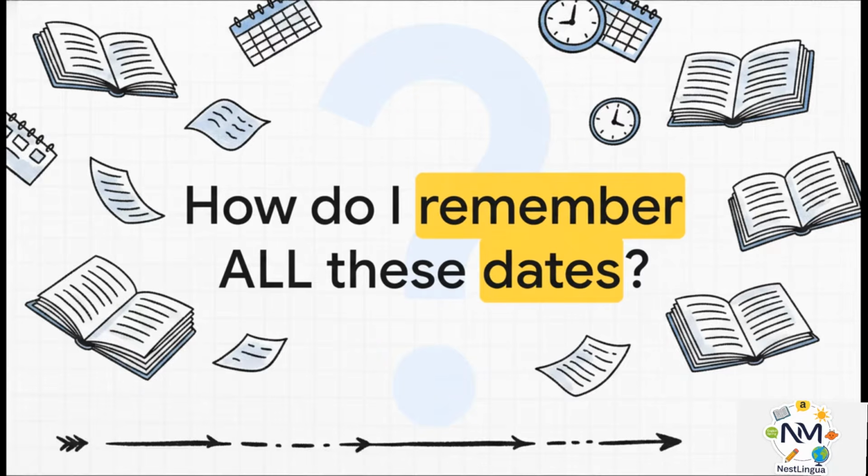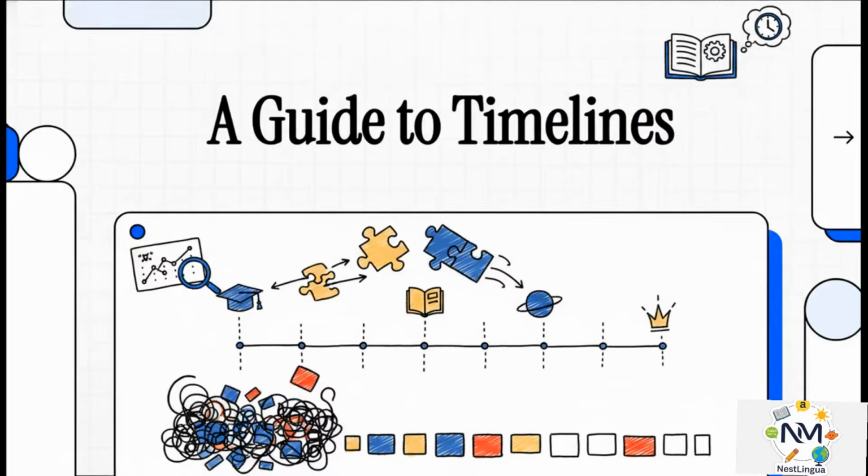But what if I told you there's a simple, incredibly effective way to organize years or literally centuries of information using just one visual line? Today, we are mastering exactly that in this explainer, the art of visual chronology, or simply put, a guide to creating amazing timelines.